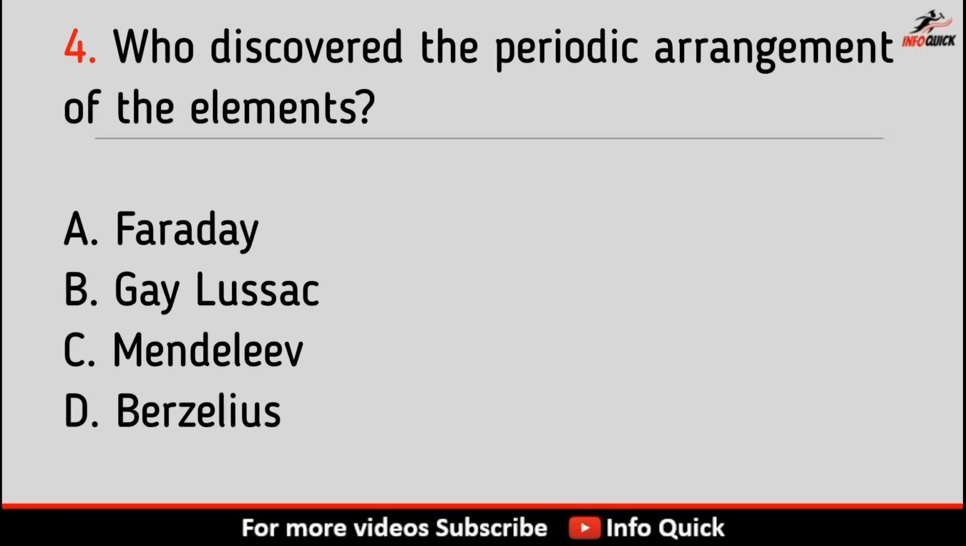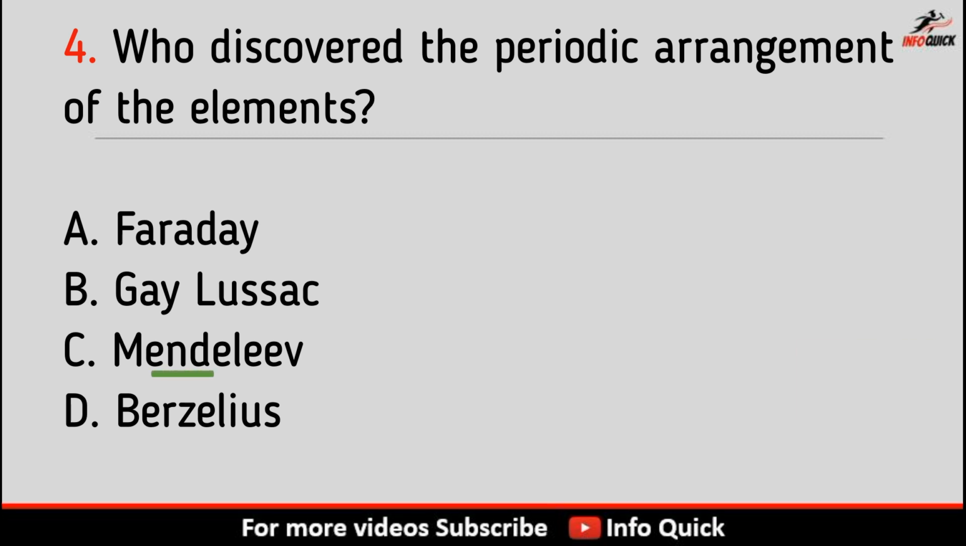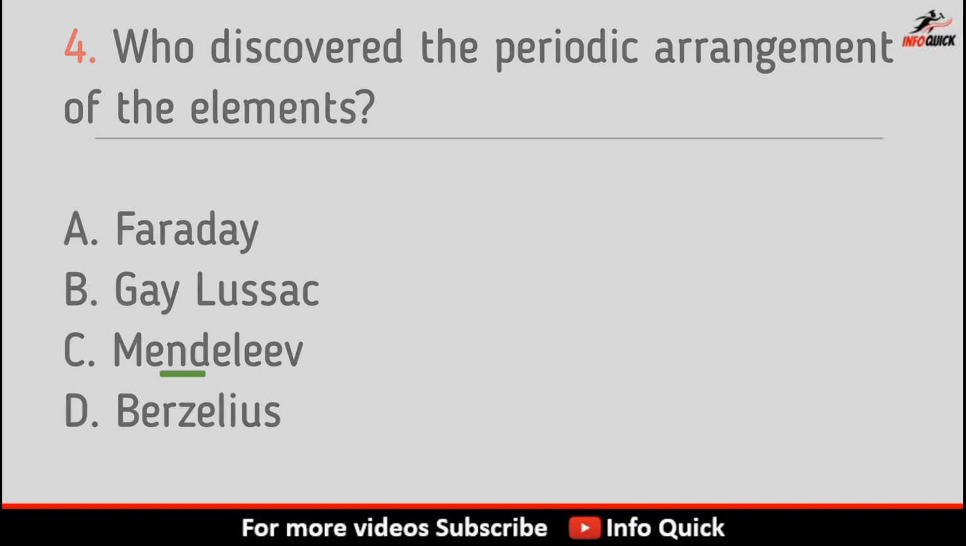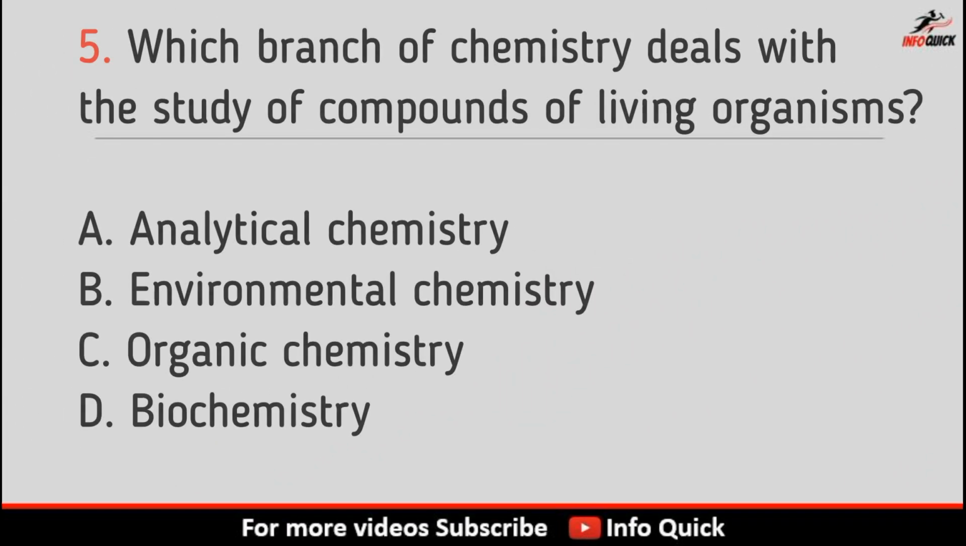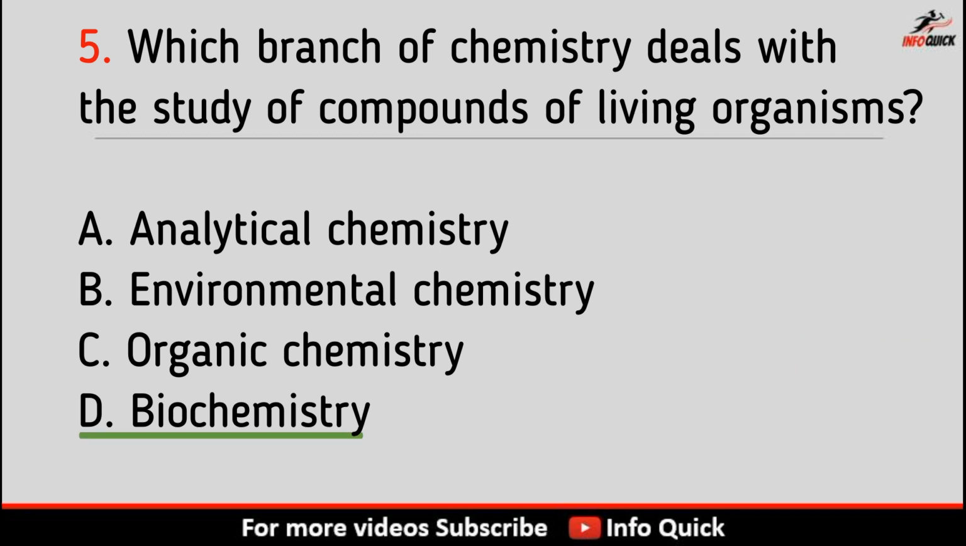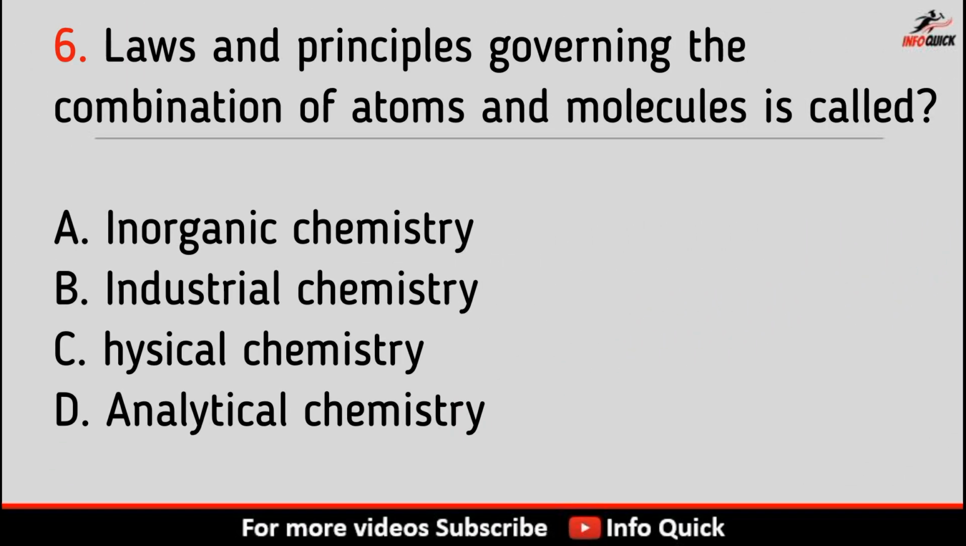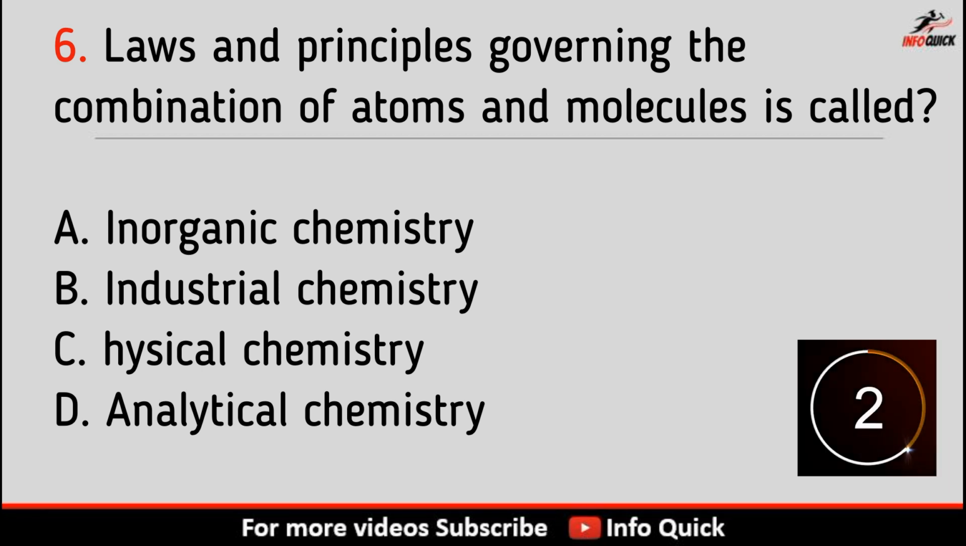Who discovered the periodic arrangement of the elements? Mendeleev. Which branch of chemistry deals with the study of compounds of living organisms? Biochemistry. Laws and principles governing the combination of atoms and molecules is called physical chemistry.